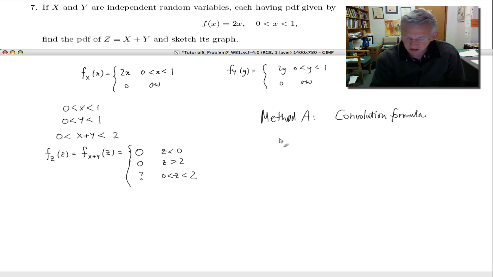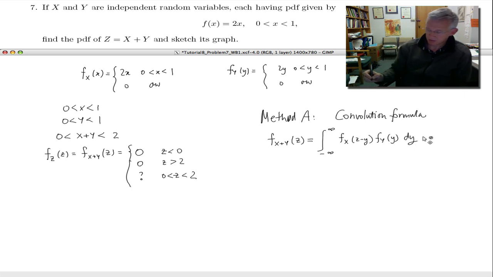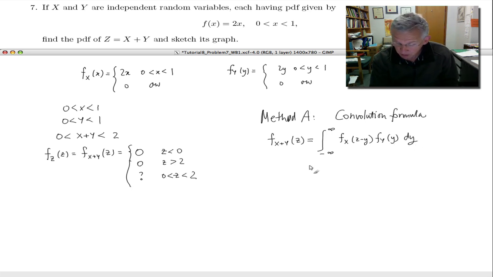to calculate the density. And what it does is it tells me that the density of the sum of x and y at a point z can be written as the integral from minus infinity to infinity of the density of x at z minus y times the density of y at y, integrated over y. It's just a formula that we can know and we can quote.